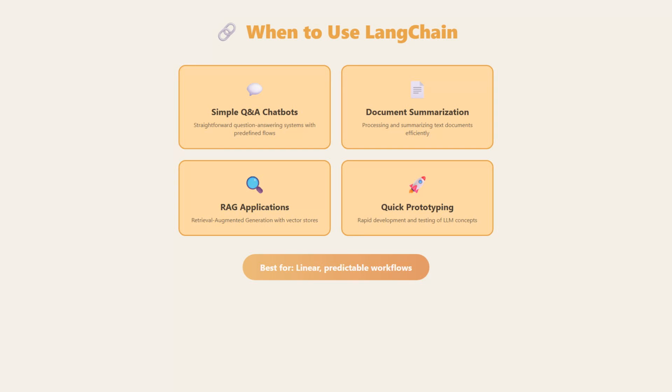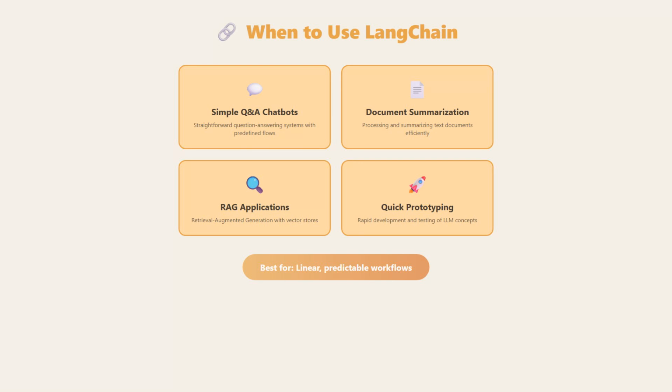Second, document summarization. Taking a long document, processing it through an LLM, and producing a summary is a classic chain operation. Input goes in, summary comes out. No loops needed. Third, retrieval-augmented generation, or RAG applications. This is actually one of LangChain's strongest use cases. You retrieve relevant documents from a vector store, stuff them into a prompt, and generate a response. The chain abstraction maps perfectly to this pattern.